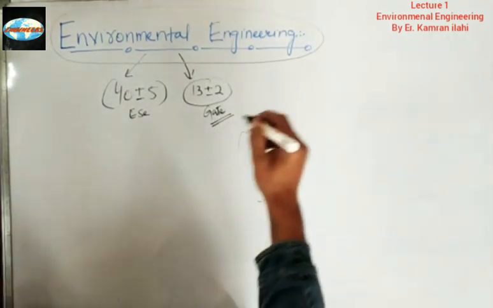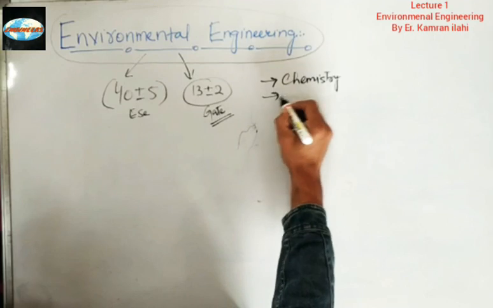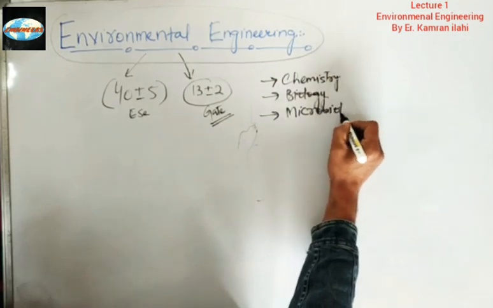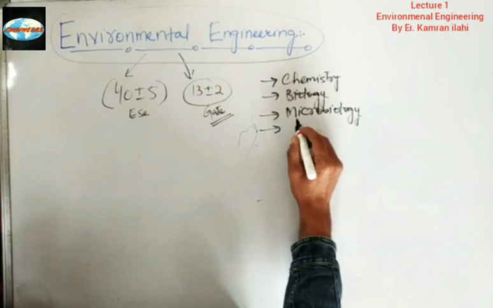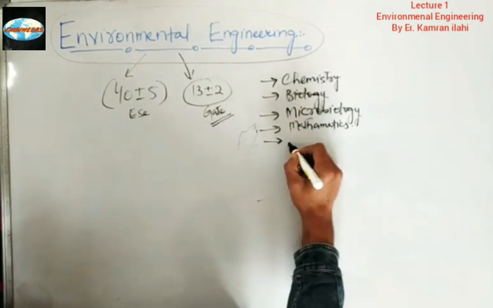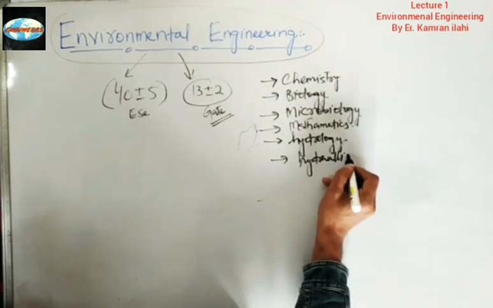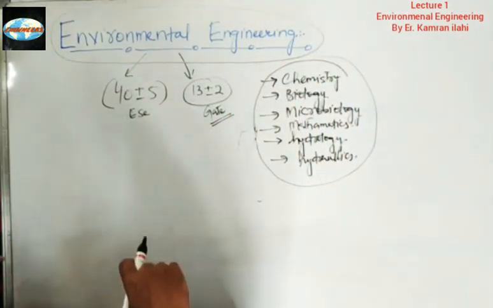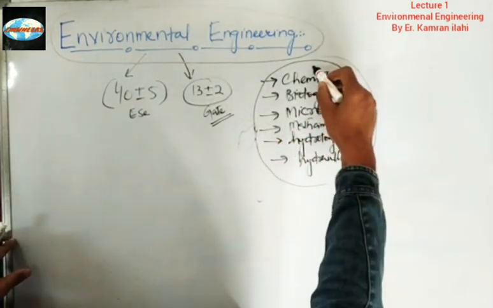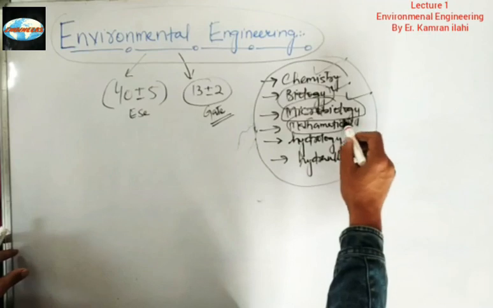It's a very vast subject. It will include concepts from chemistry, biology, microbiology, mathematics everywhere, and hydrology and hydraulics as well. You can say concepts from all these subjects. And if you know environmental engineering well, then you will be good at chemistry. You'll know some concepts from biology as well, microbiology, mathematics, and hydrology.